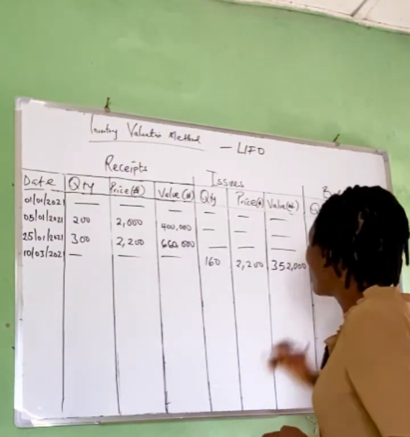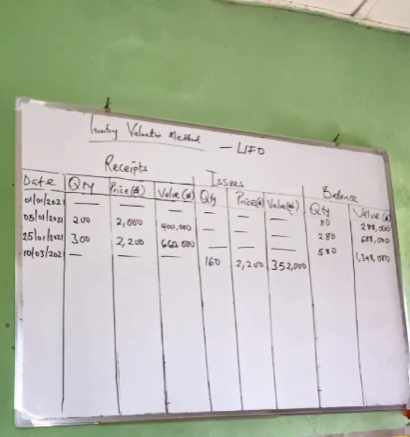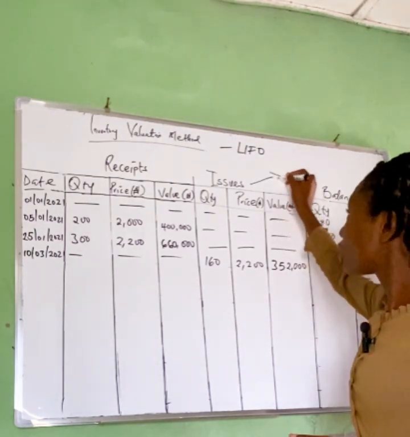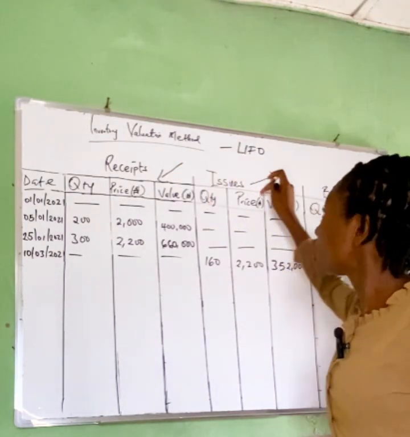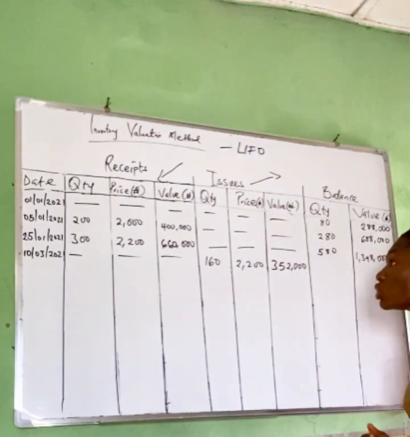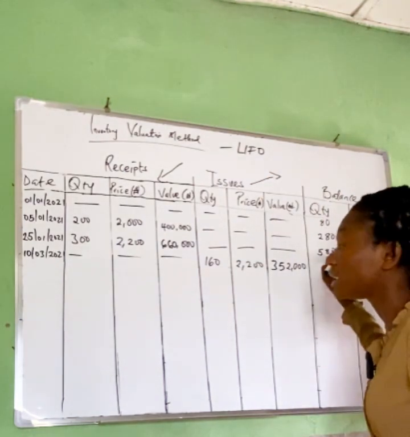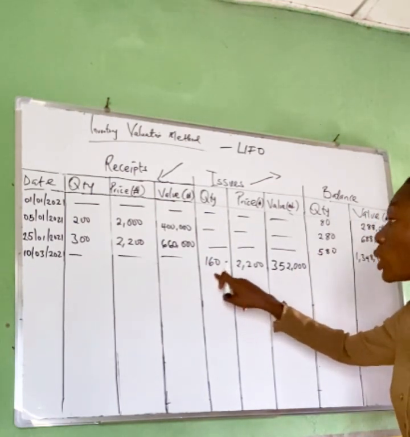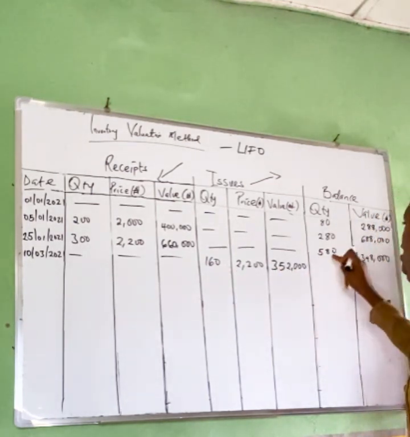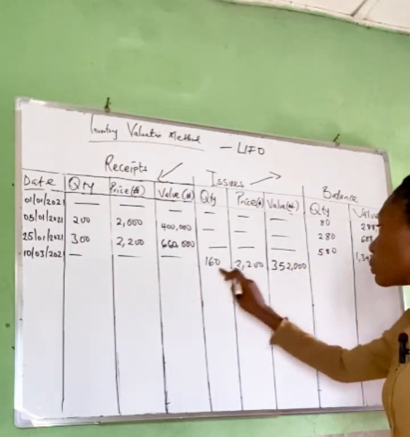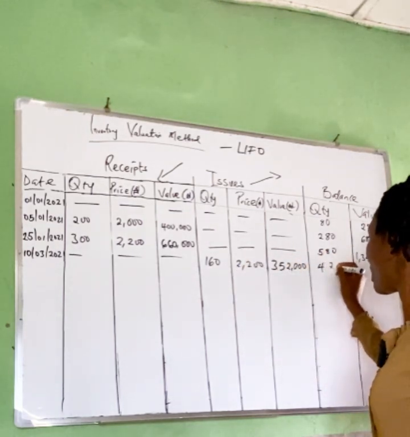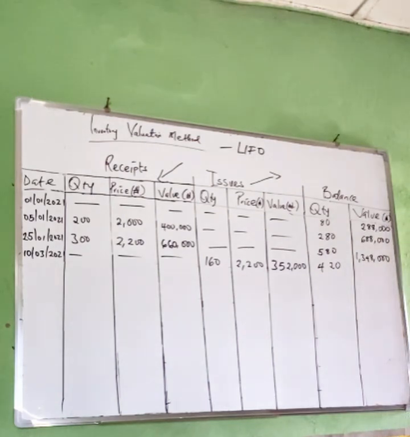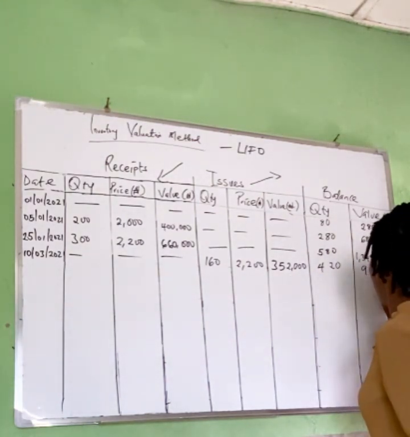Now at the end of the day, we also need to balance. In the case of an issue, goods are going out, so we need to subtract. Quantity, this is the previous balance, we subtract the 160 that was removed, leaving us with 420 units. Now the value, we subtract 352,000, and that gives us 996,000.